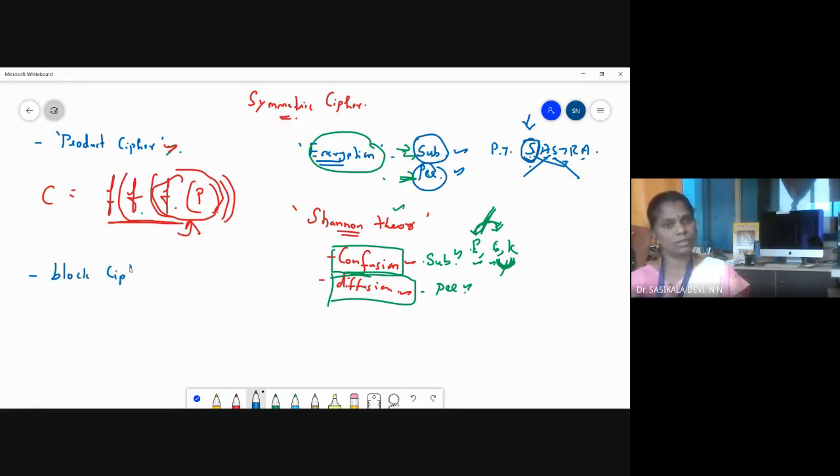Okay, we have two different types of cipher: block cipher versus stream cipher. So, block cipher versus stream cipher. What is block cipher and what is stream cipher?